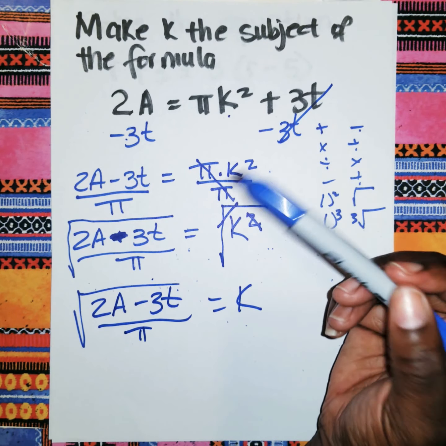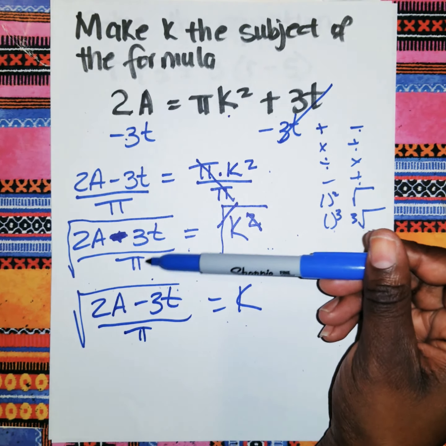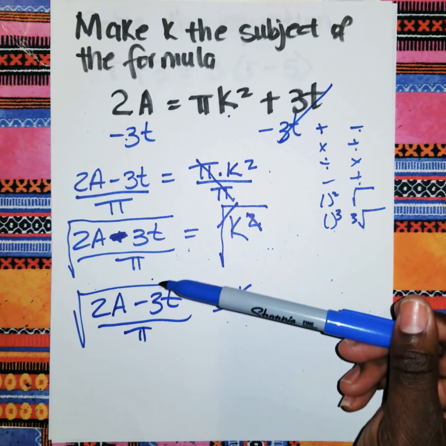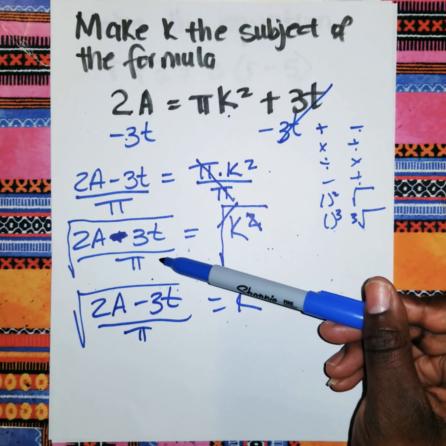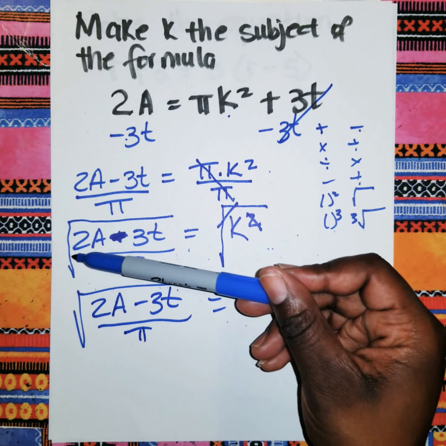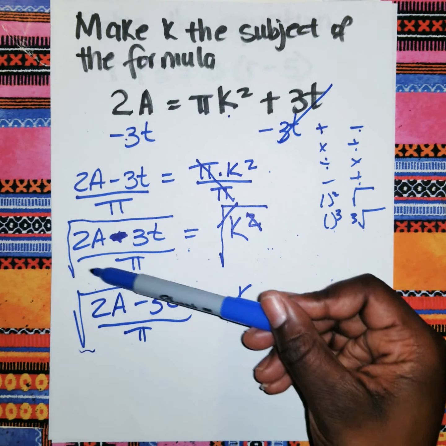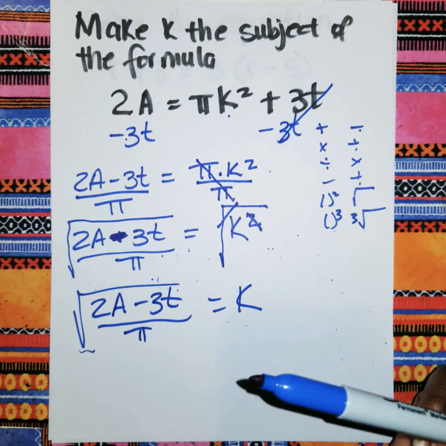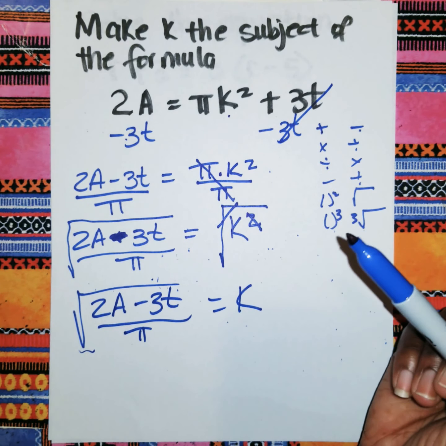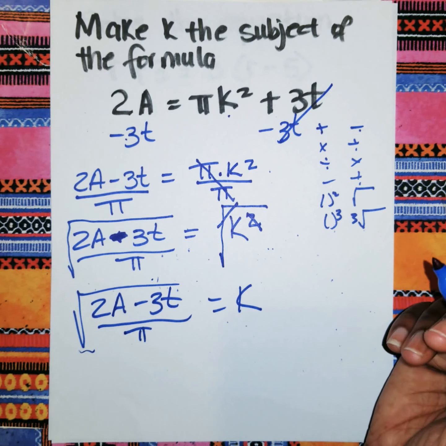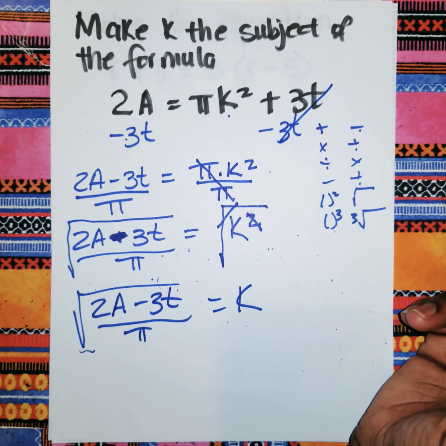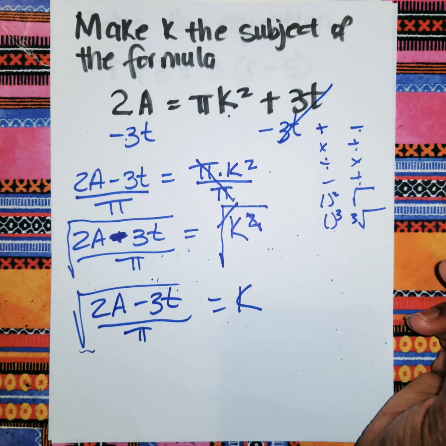One misconception that many persons have guys is that when they find the square root of both sides, they only do the numerator and not the denominator. But you need to ensure that the square root sign comes down to the denominator part, alright? It needs to cover everything on this side once a fraction is over there. So that's our answer. k is equal to the square root of 2a minus 3t divided by pi.